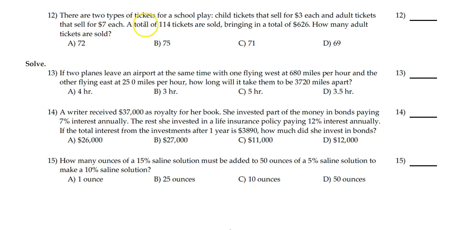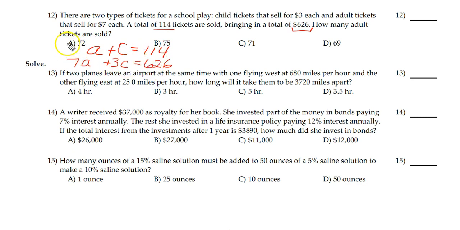Now, we ought to be able to use two variables for this, the adult tickets and the child's tickets. So A for the adults, C for the child's, and let's see what equations you can come up with. So something like this. A, the number of adult tickets sold, plus C, children's tickets sold. Total tickets, 114. Now, the price of an adult ticket was $7. The price of each child's ticket was $3, bringing in the total revenue of $626.